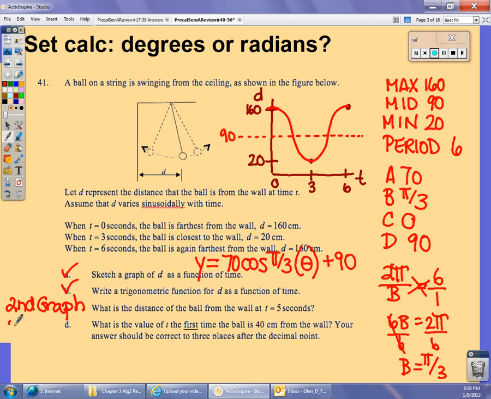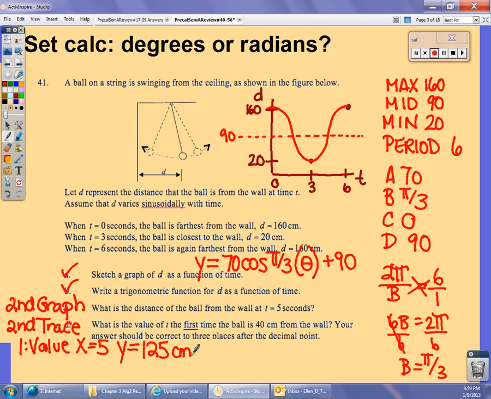Or you can do second trace, number 1 value, and when it asks x equals, put in 5. The answer that you should get is y equals 125, and remember that's in terms of centimeters. Now that would be our answer for part C.